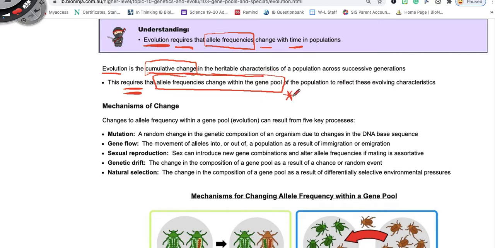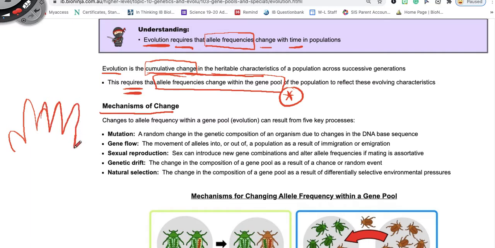Okay? So there is no evolution without an allele frequency change within the gene pool. That's important. So what's going to drive this allele frequency change? What are the mechanisms of change? There are 5 mechanisms of change.